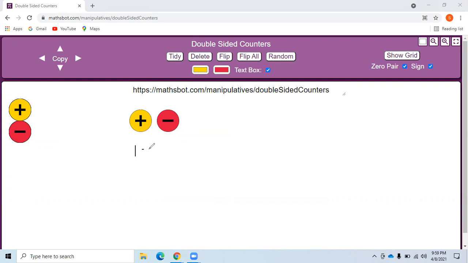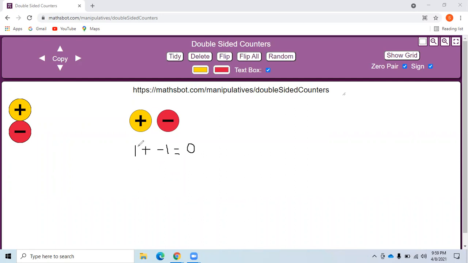One plus -1 is equal to 0. That means that 1 and -1 are a zero pair. 1 and -1 are opposites. They're the same distance from 0 on a number line, but on opposite sides of 0. A number plus its opposite is equal to 0.